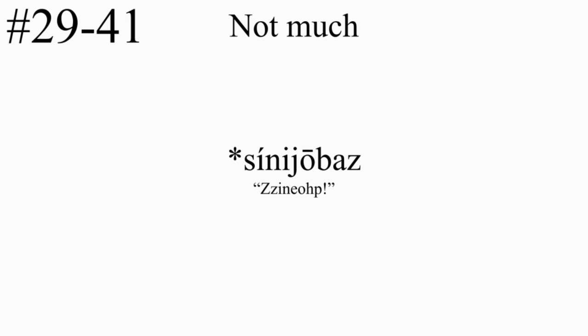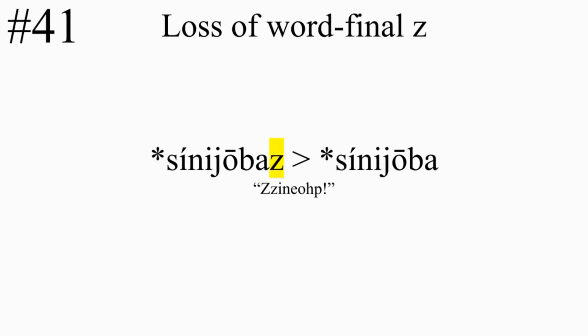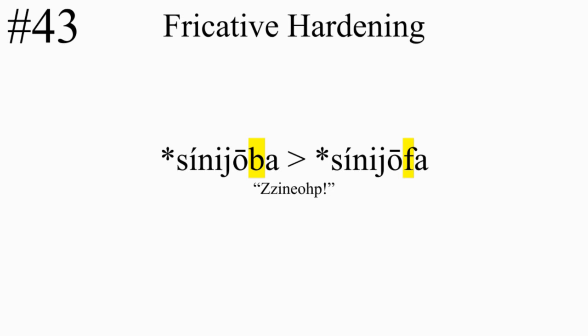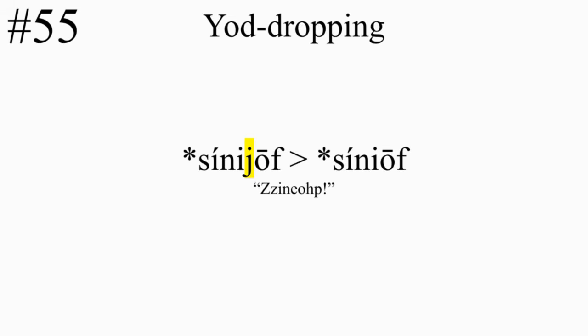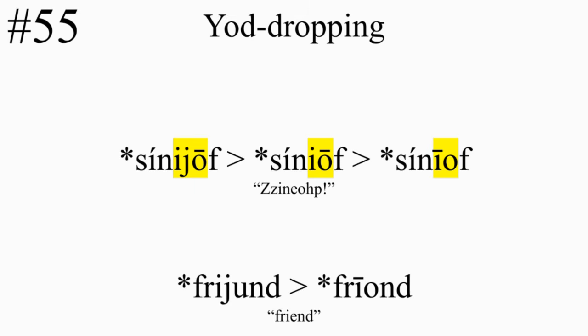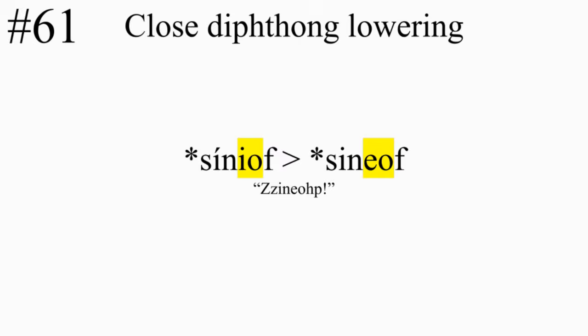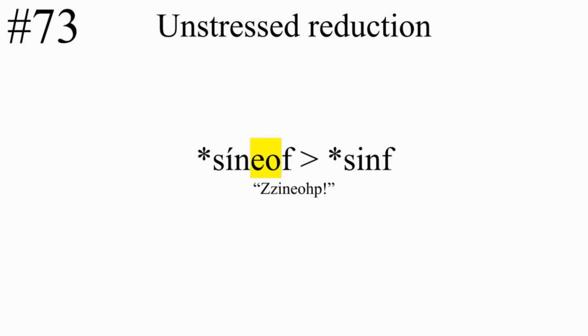We skip a bunch of laws that don't apply to this while I question my choice of an example until the final r drops off. The v hardens into f. The final ah brightens and then drops off. When this y disappears, we get basically the same thing as friend in that it becomes ew. This unstressed vowel shortens, then drops into o, and then it disappears because Middle English hates unstressed vowels.